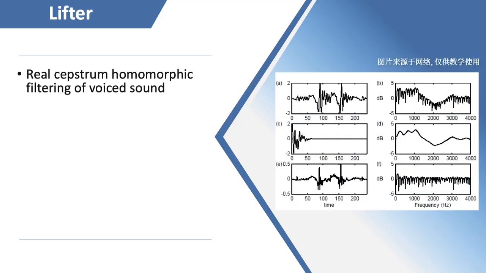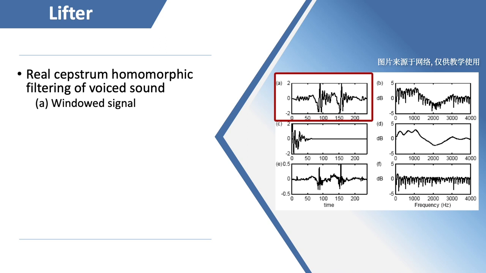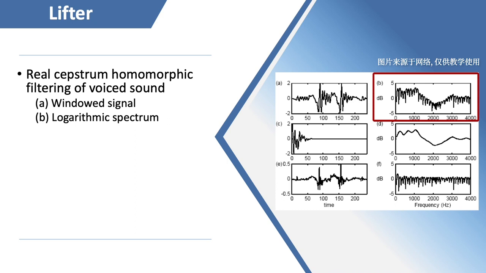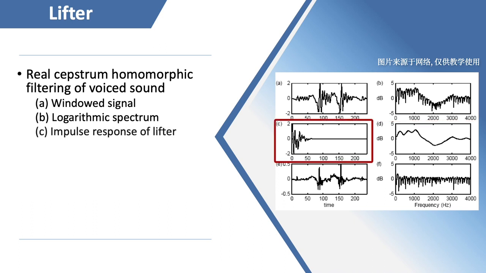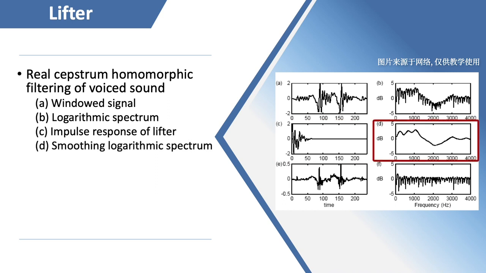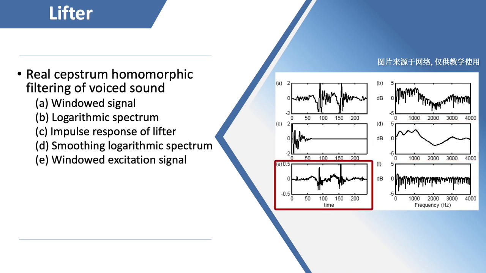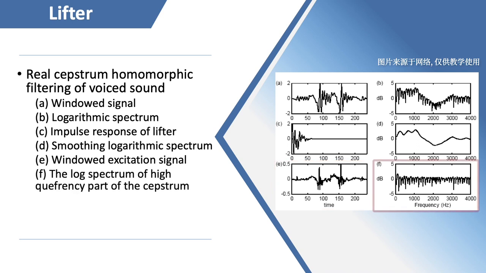The figures show homomorphic filtering of voiced sound by real spectrum. Figure A is the windowed signal of voiced sound. Figure B is the logarithmic spectrum of the windowed signal. Figure C is the impulse response of the filter. Figure D is the smoothed logarithmic spectrum. Figure E is the windowed excitation signal. Figure F is the log spectrum of the high frequency part of the spectrum.